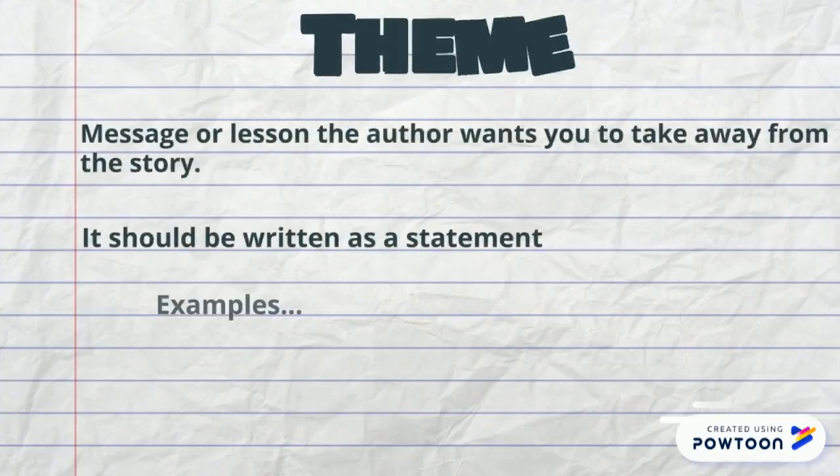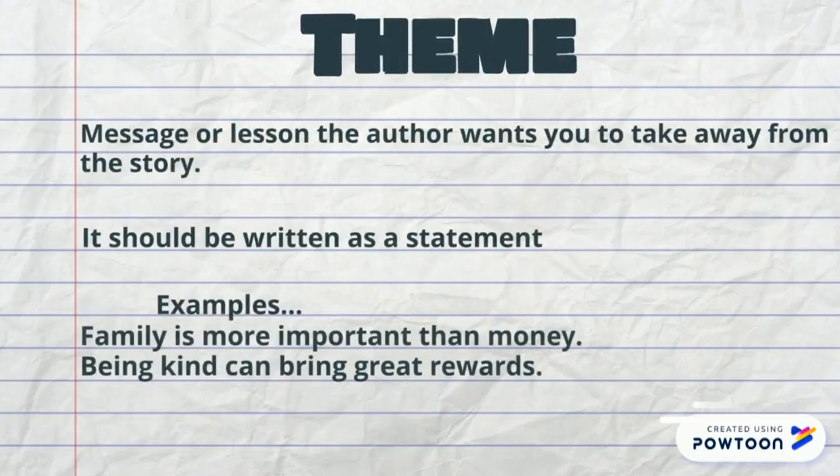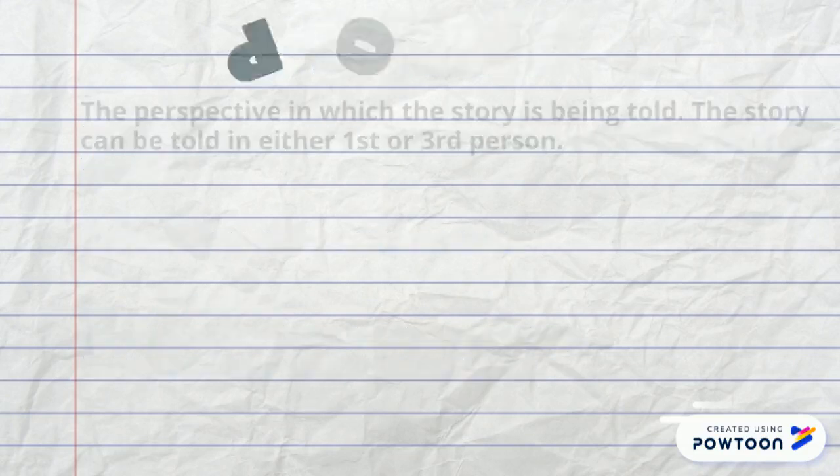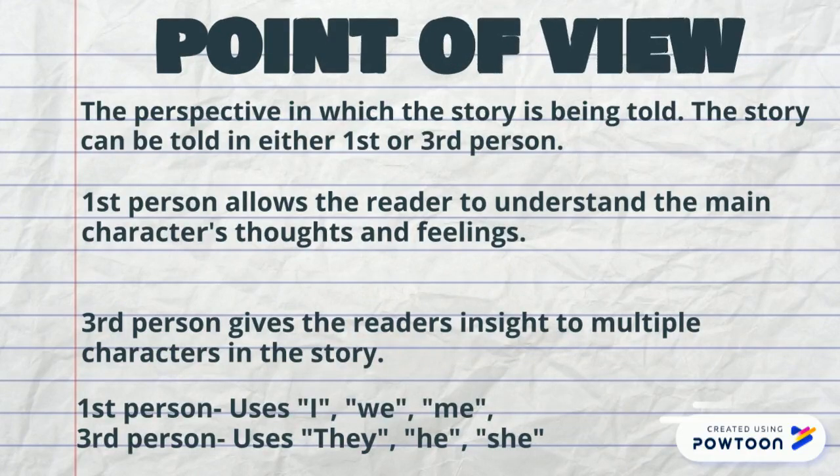Another major element of fiction is the theme. The theme is the message or lesson the author wants you to take away from the story. Lastly, there's the point of view, which is the perspective in which the story is being told. That is either first or third person.